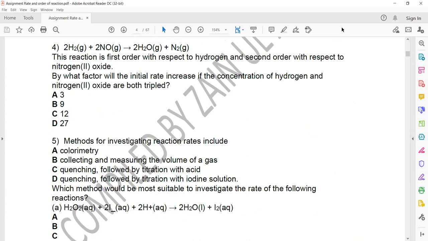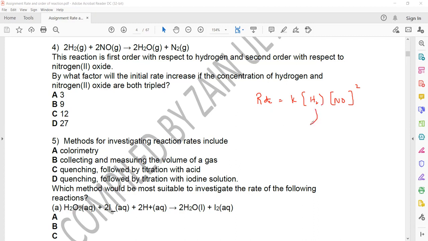Question 4. Hydrogen is reacting with nitrogen monoxide to give water and nitrogen. This reaction is first order with respect to hydrogen and second order with respect to nitrogen monoxide. So if we write the rate expression, rate equals concentration of hydrogen to the first order, and nitrogen monoxide to the second order. By what factor does the initial rate increase if the concentration of hydrogen and nitrogen monoxide both triple?